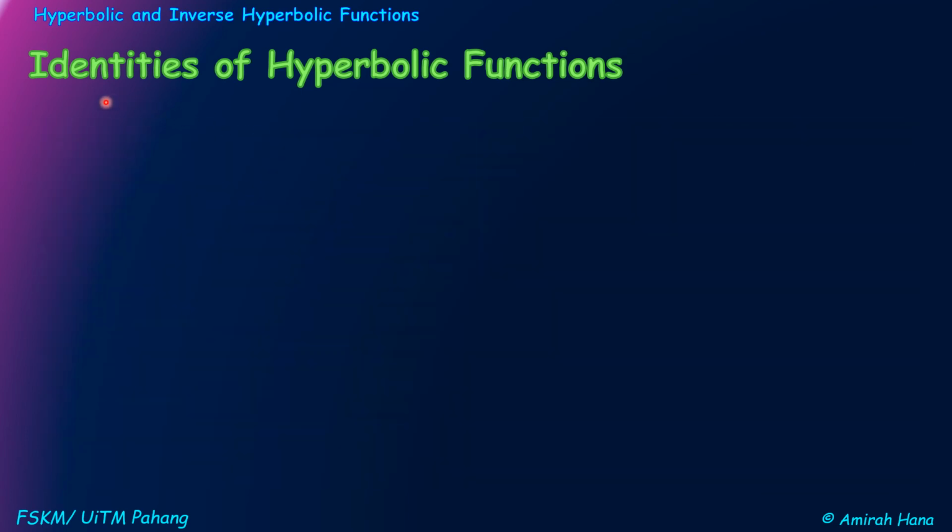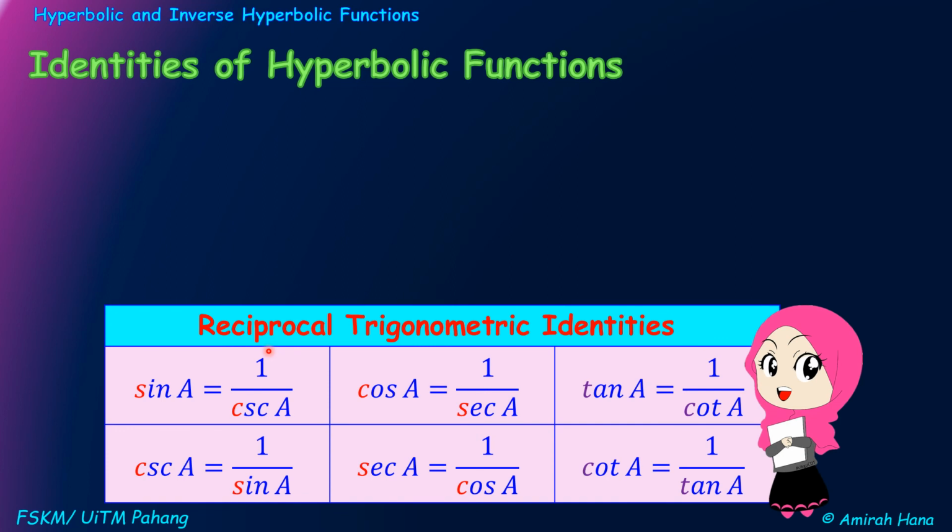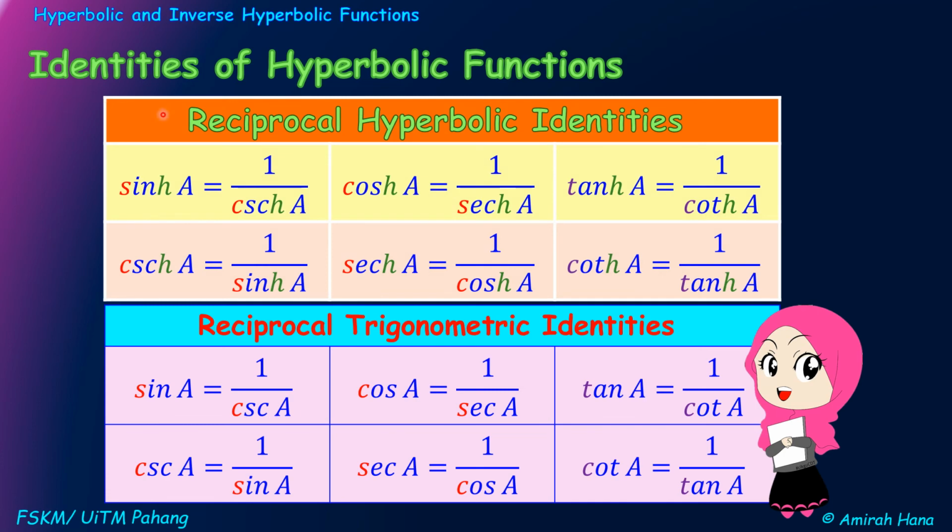Alright, now we look at the other identities of hyperbolic functions. First, we recall back under reciprocal trigonometry identities. We have sine A equals 1 over cosec A, or cosec A equals 1 over sine A. And then we have cos A equals 1 over sec A, or sec A equals 1 over cos A. And then we have tangent A equals 1 over cot A, or cot A equals 1 over tangent A. Alright, now how about reciprocal hyperbolic identities?